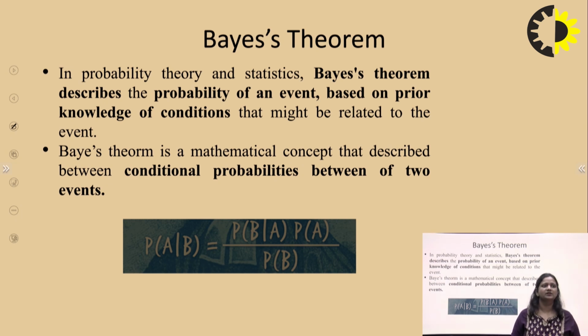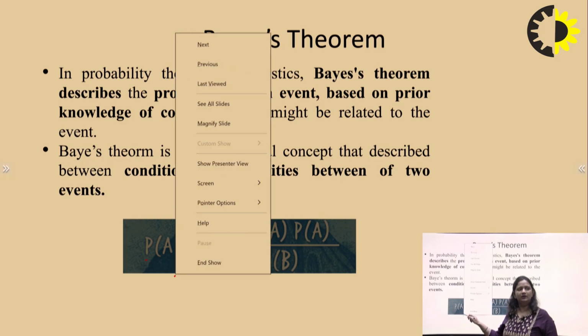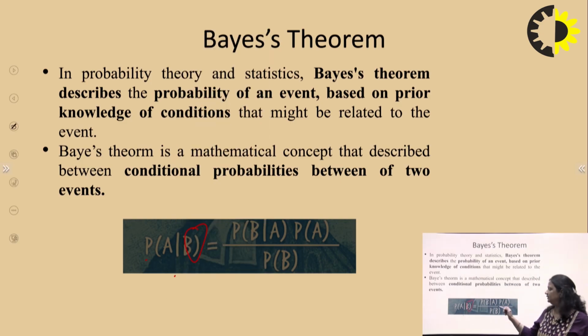So Bayes theorem is a mathematical concept that describes the conditional probability between two events. It is shown by P(A|B), P(B|A), probability of A, probability of B. This is shown as the event B has already happened and the probability of event A occurring when B has already happened. In this, the probability of event B is going to happen, but event A has already occurred, and Bayes theorem will be given by this formula.